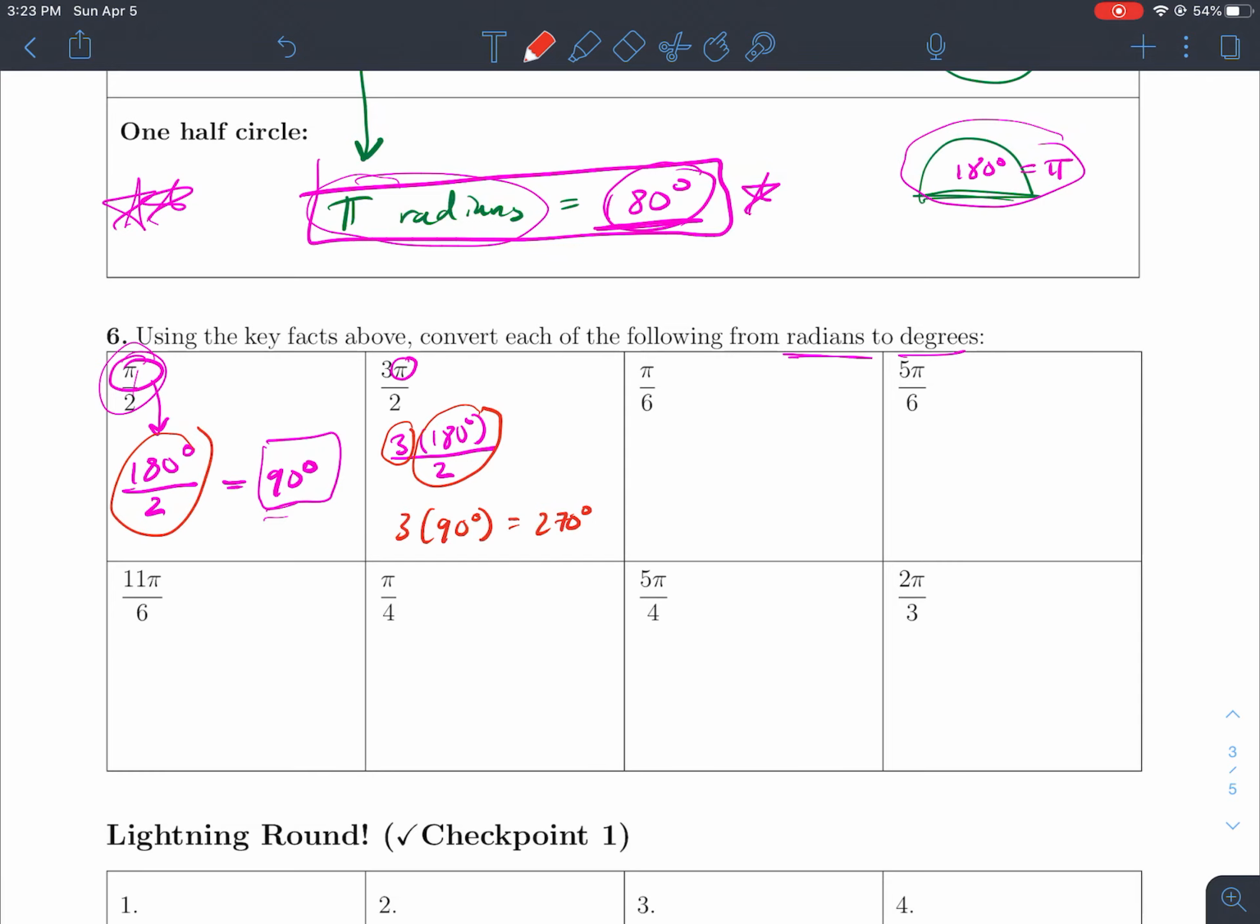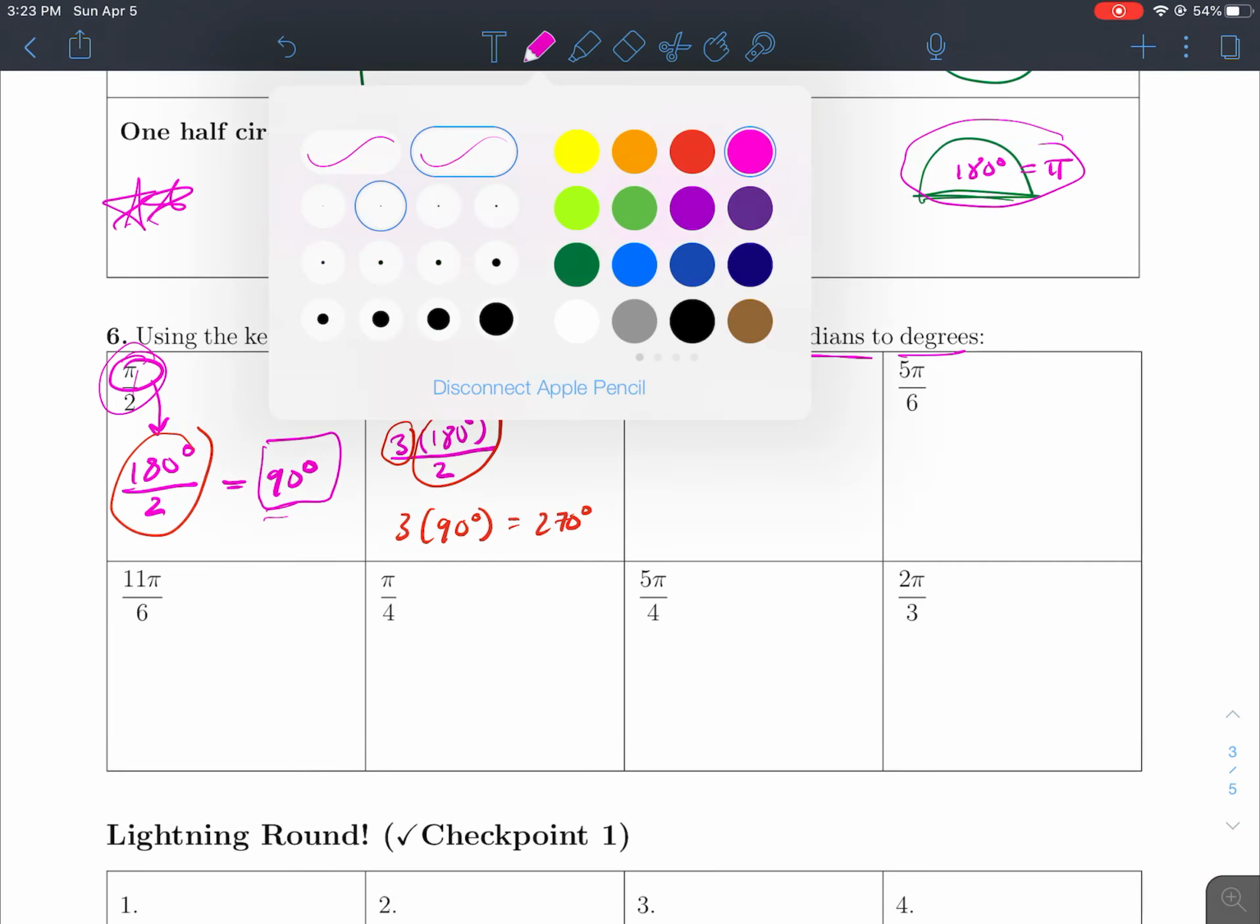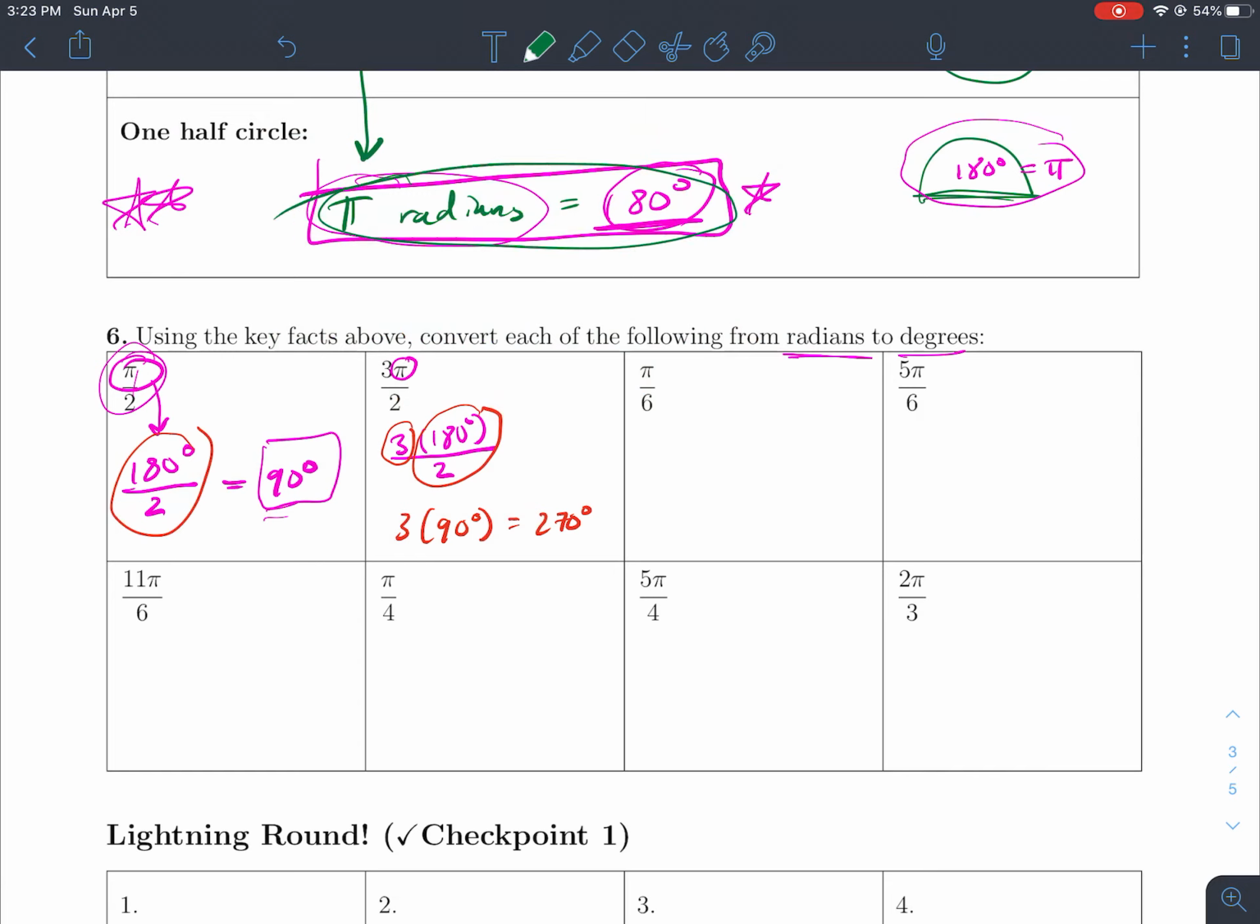Let's do a couple more of these. Pi over 6. Well, we know from our key fact that pi radians is really just 180 degrees in disguise. So this is 180 degrees divided by 6. If you do the math on that, you can use your calculator, or you can do it in your head, and you get 30 degrees. The same way, we know from our key facts that pi radians is just 180 degrees. So we'll have 5 times pi from the problem. The pi is 180 degrees over 6.